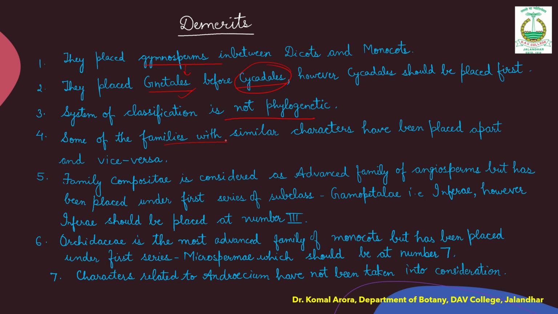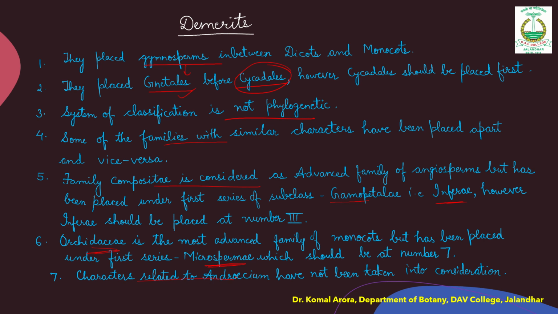Then some of the members which had similar characters were placed under different families. Then family Compositae, which is considered the most diverse family of angiosperms, was placed under the first series of Gamopetalae, Inferae, though it should be placed at number 3. So Inferae should actually not be at number 1 but at number 3, because under that the family Compositae is an advanced family. Then Orchidaceae, which is the most advanced monocot family, was placed just under the first group, that is the Microspermae, though it should be placed last at number 7.